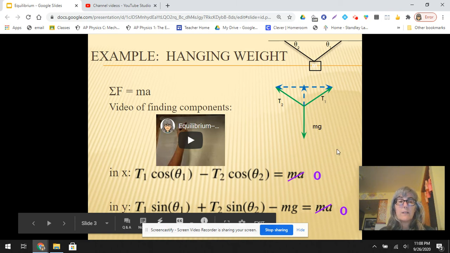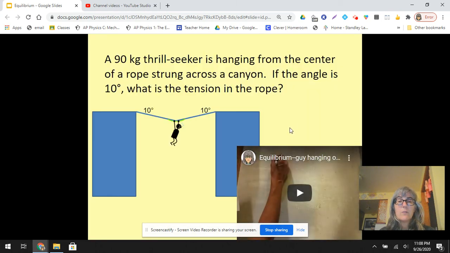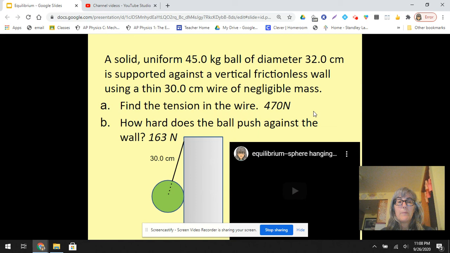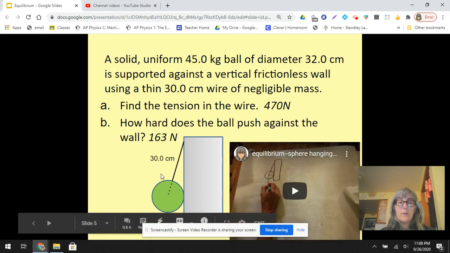The rest of this slideshow goes through some examples of problems like this where I've solved those. So we have a person hanging from a rope. We've got some big ball next to a wall for some unknown reason, and we can figure out both the normal force and the tension in the wire.